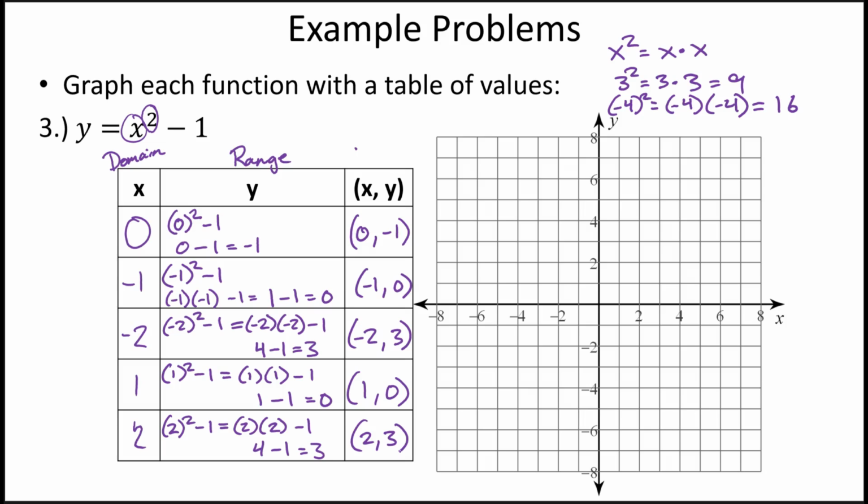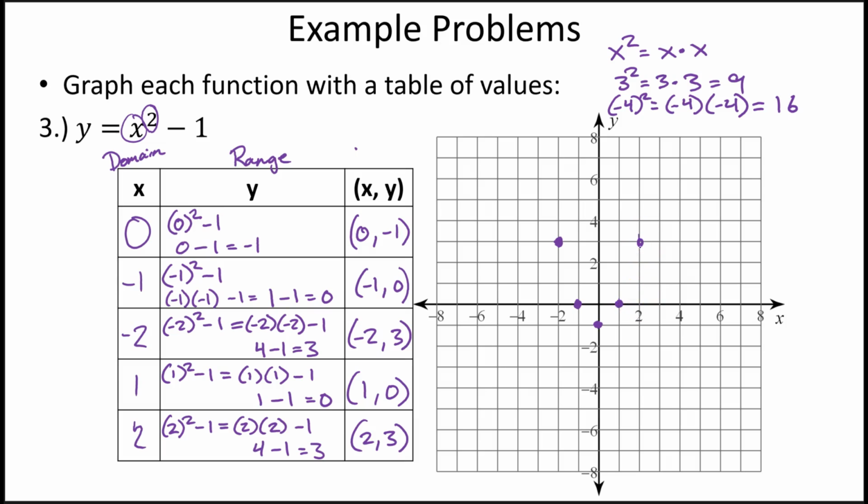Now, as you notice, some of our y values repeated. I have a negative 1. Okay, that one doesn't repeat, but we have a repeating 0 and a repeating 3, and that's okay. Remember, we can repeat in our range. We just can't repeat in our domain. And so let's go ahead and plot these. So I have 0, negative 1, left 1, 0, left 2 and 3, right 1, 0, right 2 and 3.